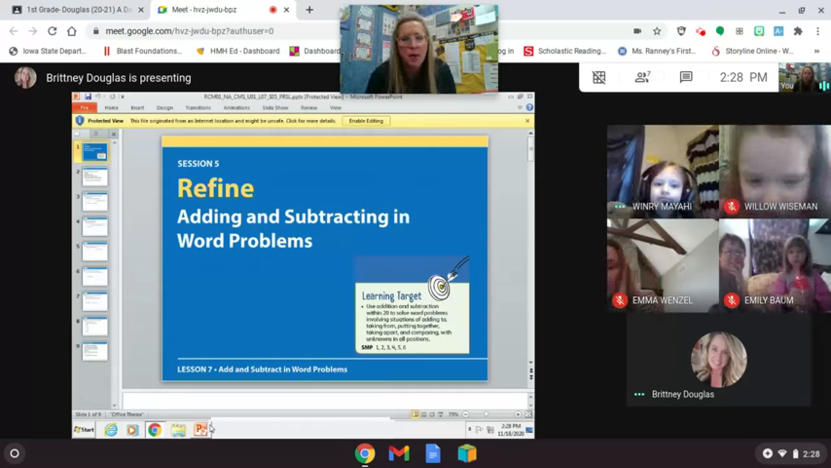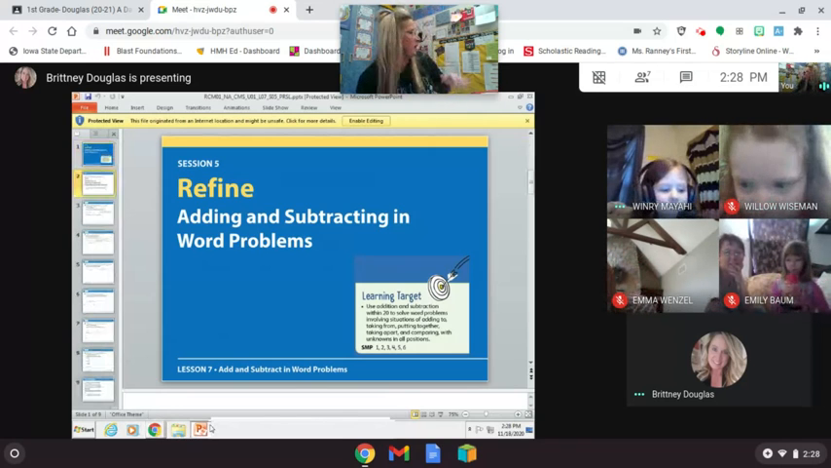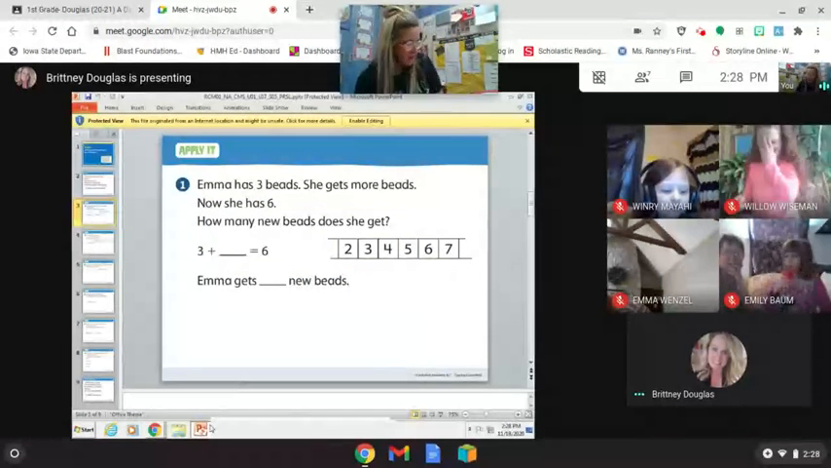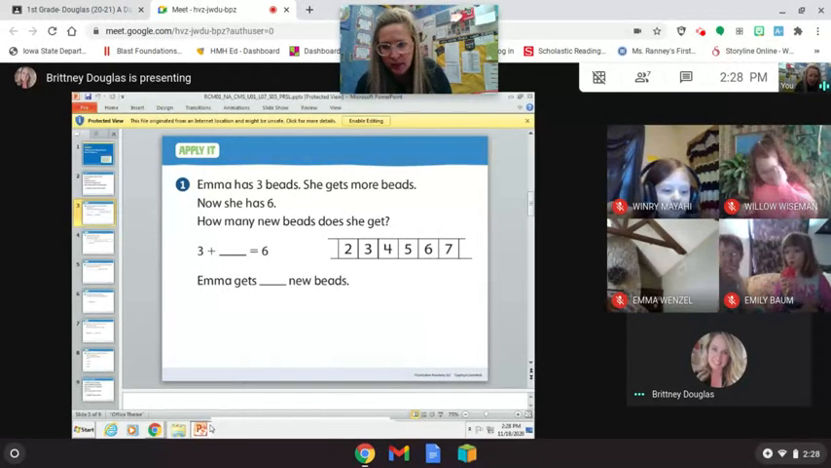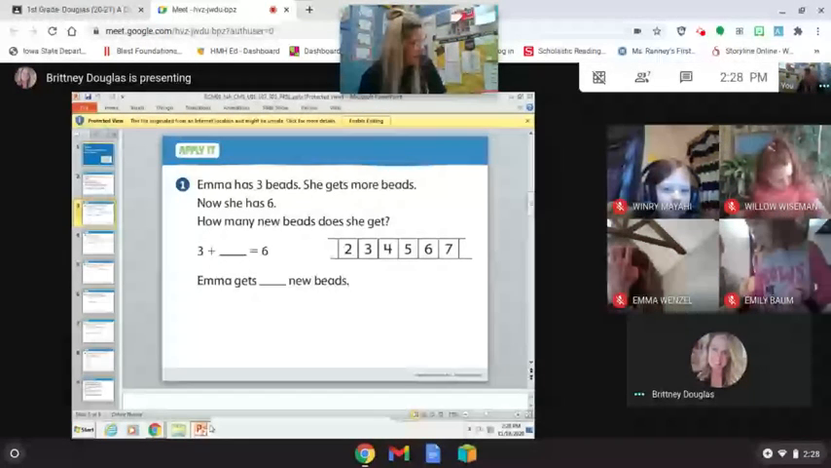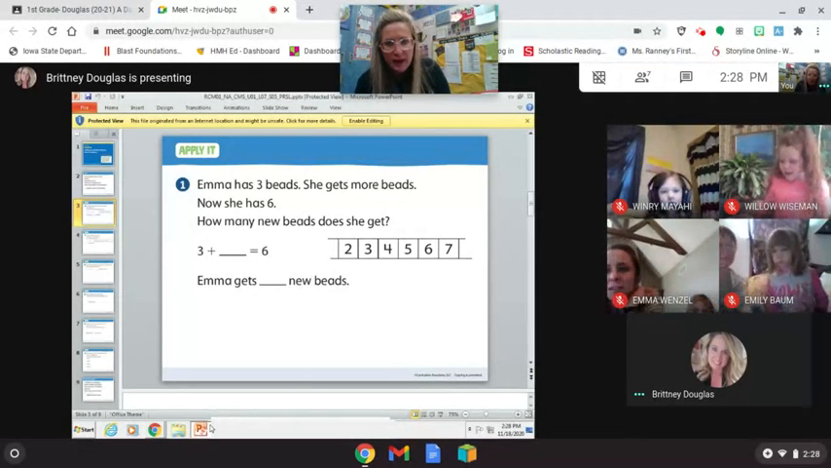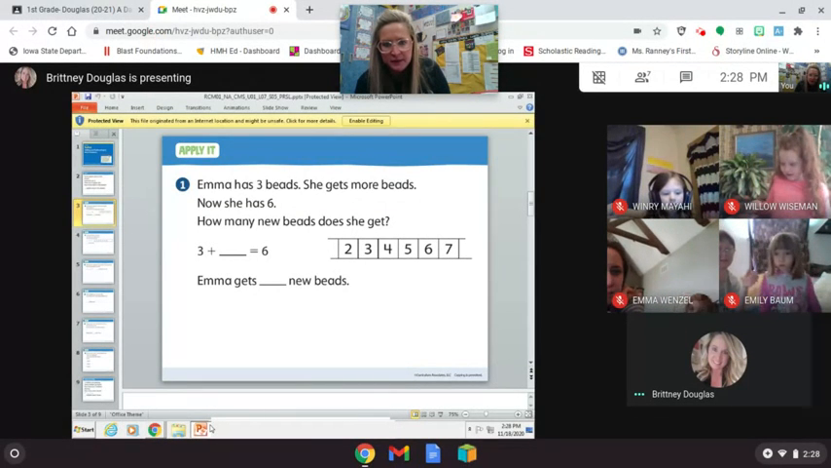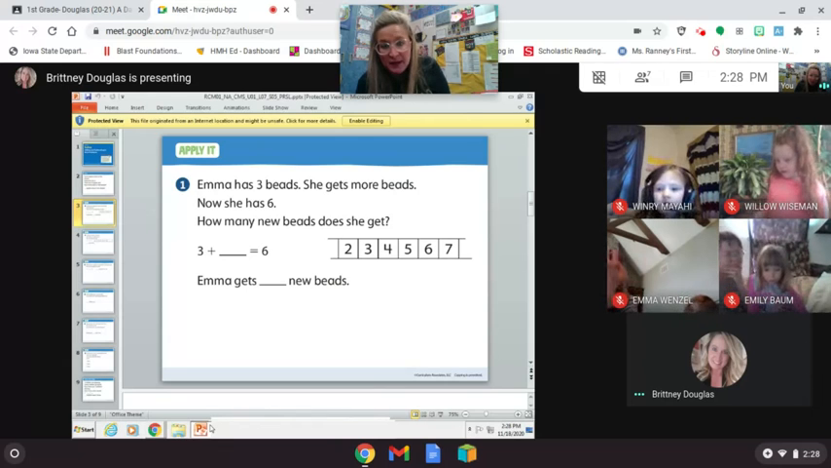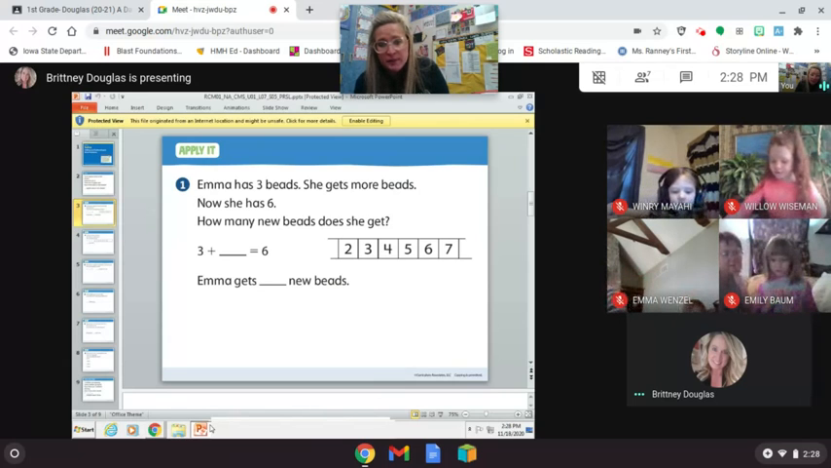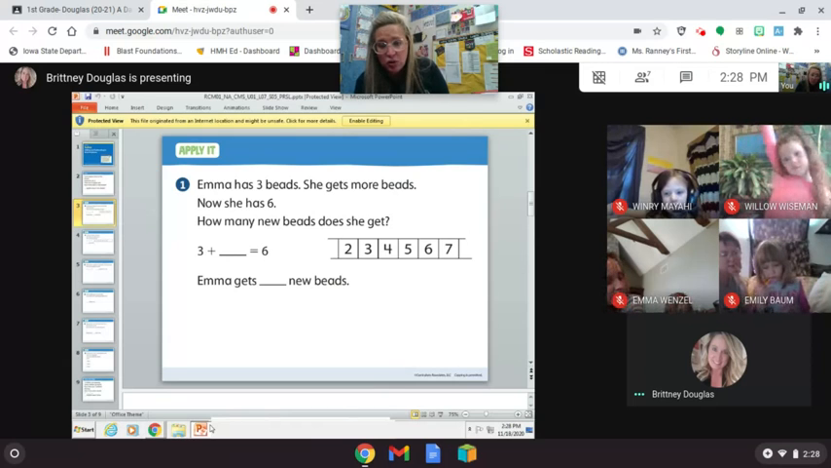Here we go. So this is lesson 5. We are going to go straight to number 1, which is on page 161. It says, Emma, ooh, Emma's in our problem. Emma has 3 beads. She gets more beads. Now she has 6. How many beads does she get? So she started with 3 beads. She gets more beads. We don't know how many. And now she has 6 total. So how many more does she get?